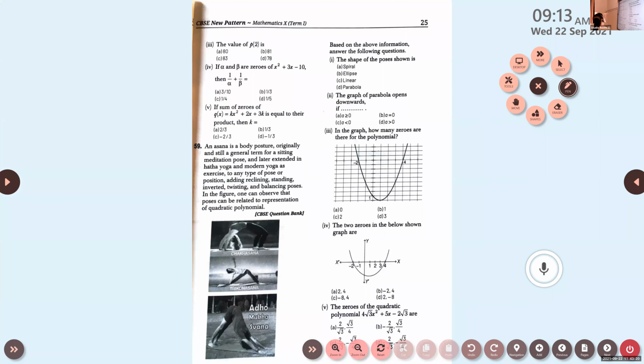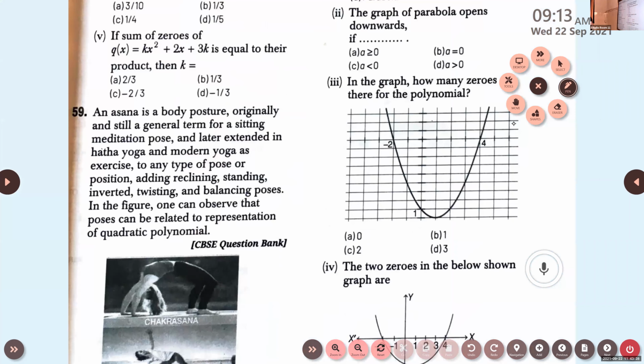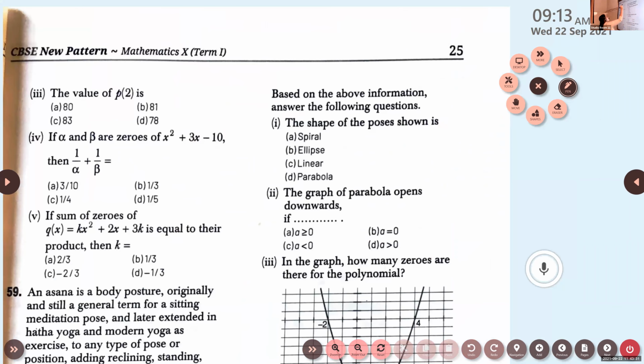Question number 3. Find P of 2. P of x is x square minus 23x plus 120. Substitute x equal to 2 and find P of 2. Find the correct option. That is 2 square minus 23 into 2 plus 120. Find.